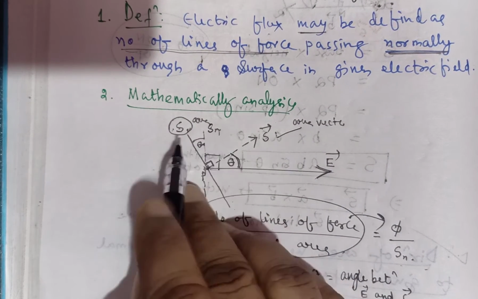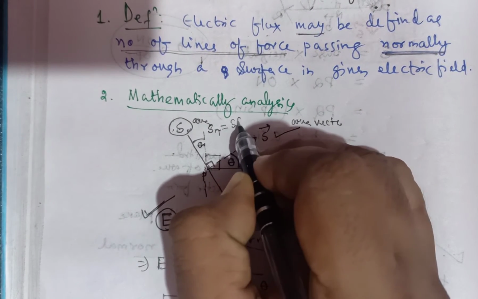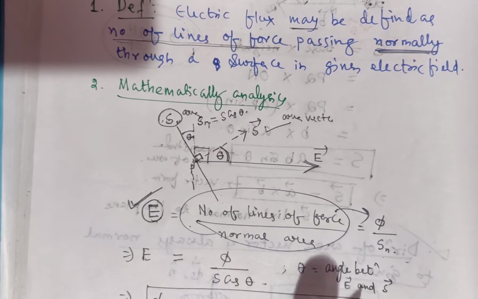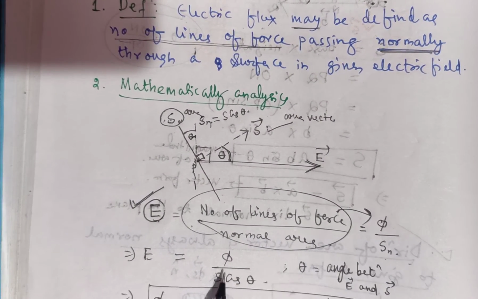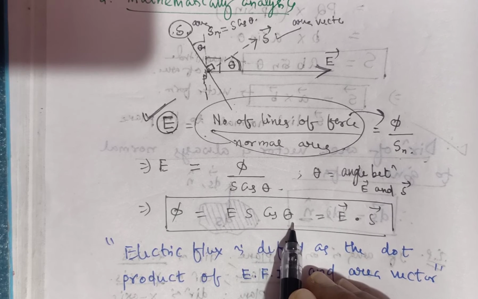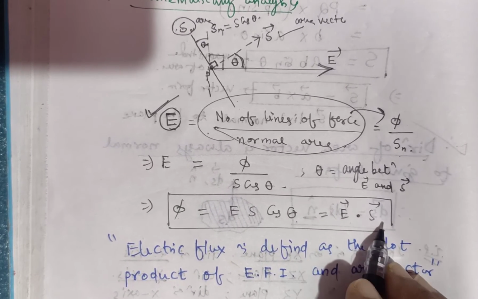From vector analysis we can say that if it is S, if it is SN, so SN should be S cos theta. So now you come to this formula, phi by SN, phi by S cos theta. Now you see phi is equal to ES cos theta. It is represented as a dot product of two vectors, E vector dot S vector.